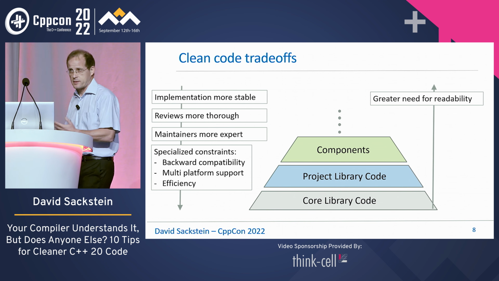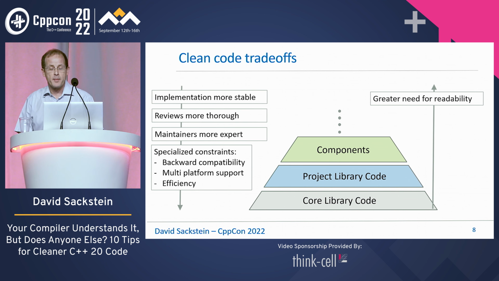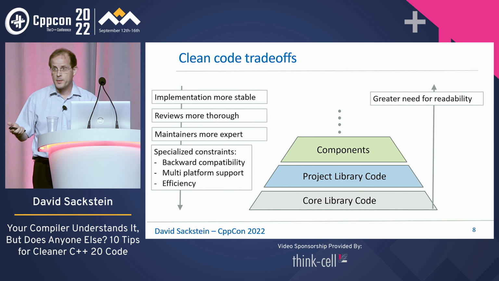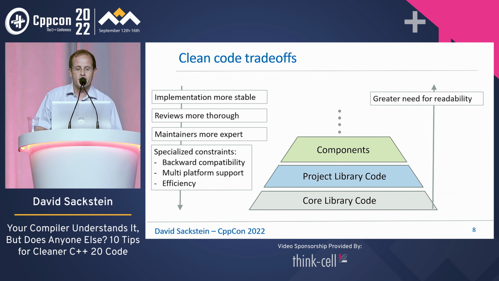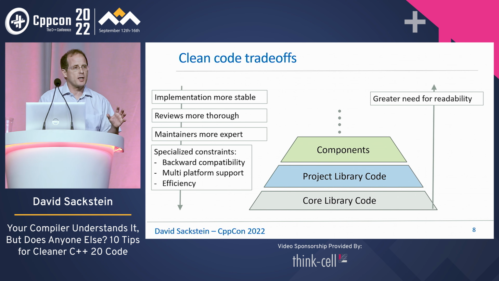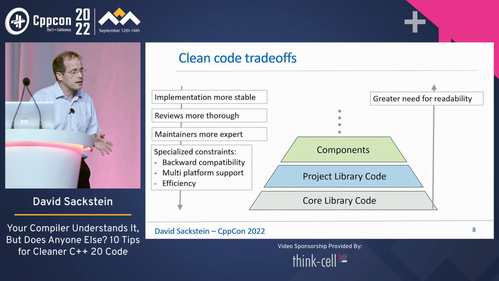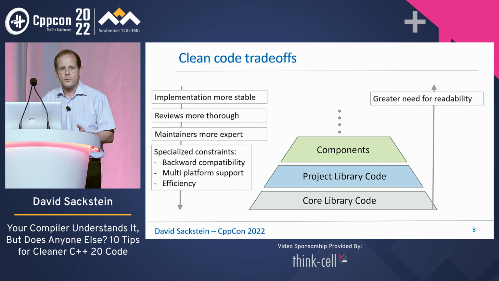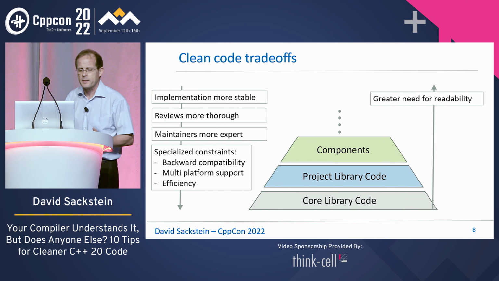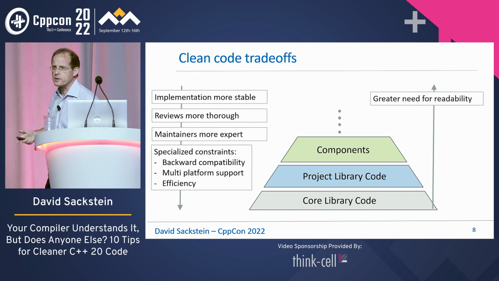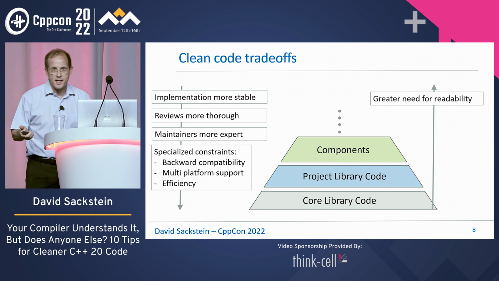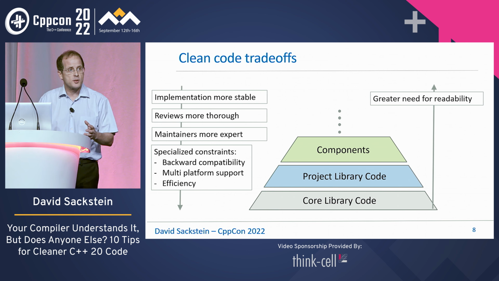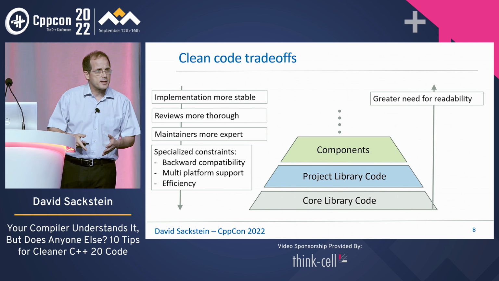You will often find, as is the case with the STL, that maintainers and developers of those layers are more expert than we find in the industry. And there are also very specialized constraints as you go down the stack. So in the case of the standard library code, we need to retain backward compatibility. We need to have multi-platform support. It needs to run on a number of compilers in the same way. And we need efficiency. So all of these specialized constraints build up as you go down the stack.